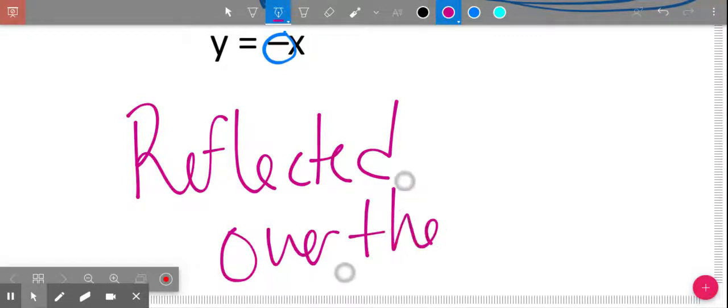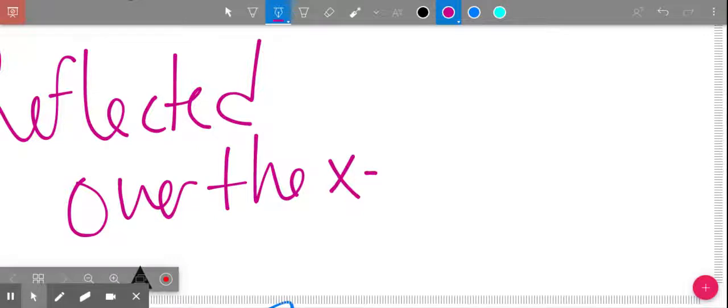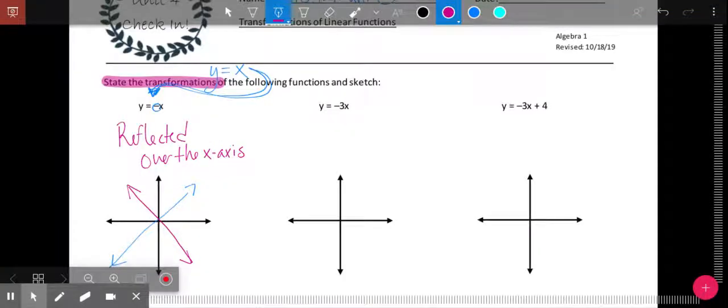Yes, you need to write the whole thing. Don't just write reflected, because you're eventually going to get to whenever you reflect over the y-axis or when x is equal to 1. So you'll actually reflect over a lot of different things. So that's why we have to be specific. All right. So anytime we see the negative, we know that it's been reflected over the x-axis.